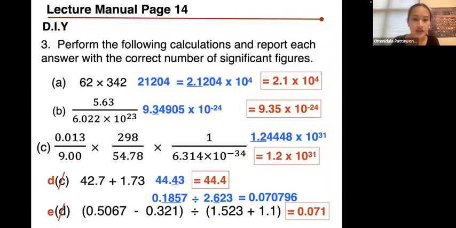Now let's check your answer. These are the answers. If your answer comes out different from what I have here, make sure that you reach out to me, so that we are certain you actually understand this before you move to the next topic.